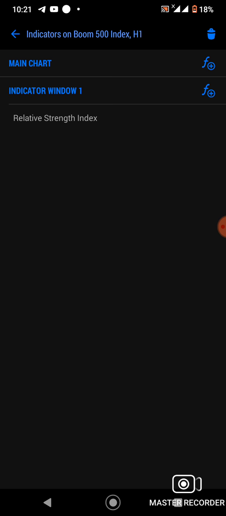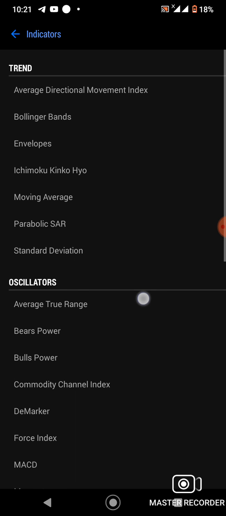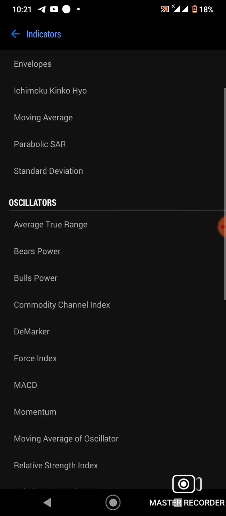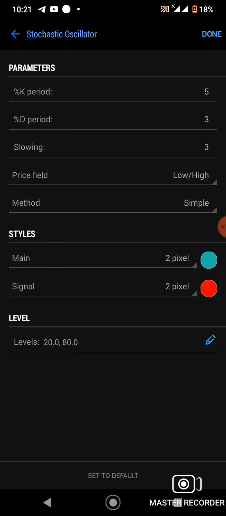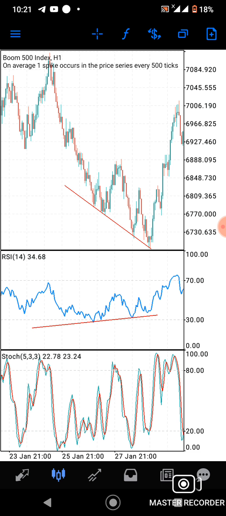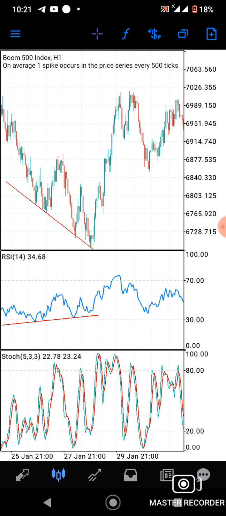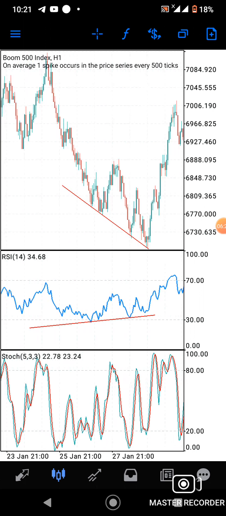So you can also use there. Let me just show you some other way to use divergence. Some people also use stochastic, but I'm not familiarized with stochastic.